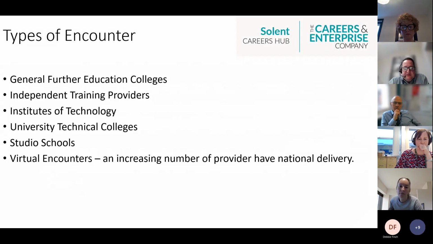So the types of encounters: general further education colleges, independent training providers, institutes of technology, university technical colleges, studio schools and virtual encounters. An increasing number of our providers have national delivery. Where we're talking about that, we're looking at the independent training providers.